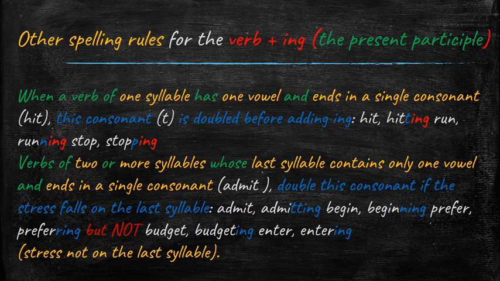For example, admit, admitting, begin, beginning, prefer, preferring, but not budget, because in budget the stress does not fall on the last syllable: we don't say budget, we say budget. So that's why we don't double the last consonant. In this case, budget becomes budgeting without doubling the last consonant. Enter also, entering, because as I mentioned before, the stress is not on the last syllable.